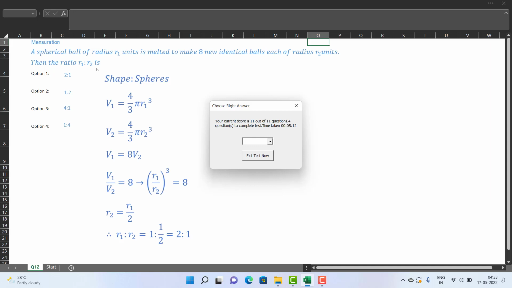Therefore, equating the two, R1 cube is equal to 8 R2 cube. That is 2 R2 the whole to the power of 3. Therefore, R1 by R2 is equal to 2. Therefore, R1 is to R2 is 2 is to 1. So, option 1 is the correct answer.